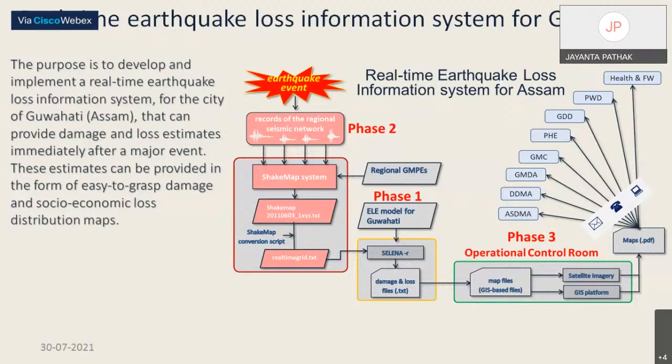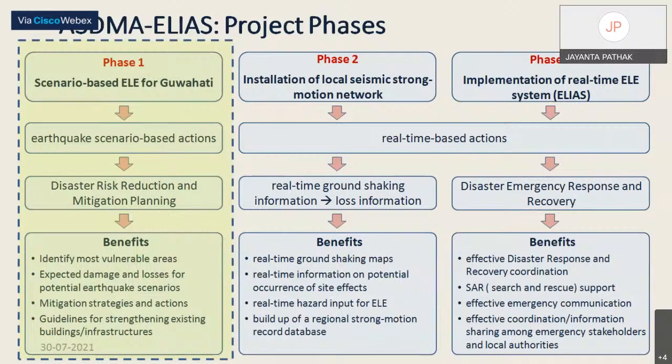These are the 3 phases we are working on: phase 2, phase 3. Phase 1 is completed. The benefit of phase 1 is we have identified the vulnerable areas, and expected damage and losses are already carried out. It is submitted, mitigation strategies and actions are being discussed, and guidelines for strengthening existing buildings are also being talked about now.